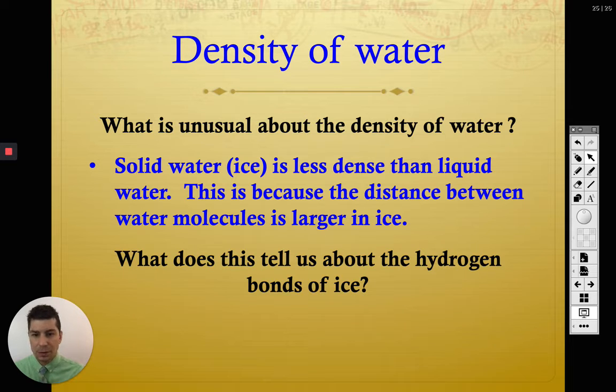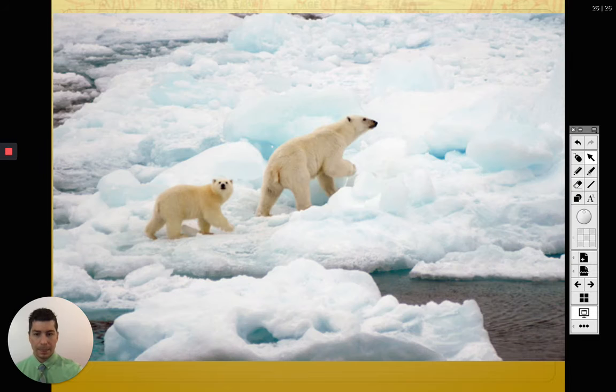So density of water. Solid ice is less dense than liquid water. How do we know this? Well, if we were to go outside, go to a river in the middle of winter, you guys would see that the ice would be floating on top of the water. So that tells us that the ice is less dense than regular liquid water, okay?